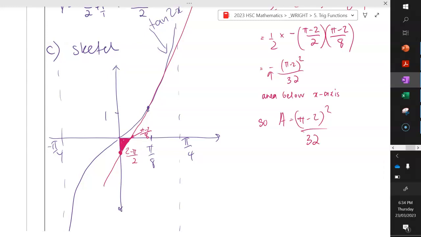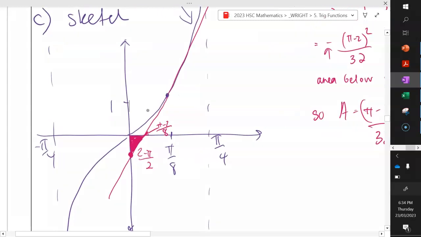And I've looked, trying to be really careful at drawing that, and looked at where it cuts our axes. So it's got the point where it cuts the y-axis, the point where it cuts the x-axis, and those are the two values that we just found up above, pi minus 2 over 8 and 2 minus pi over 2. So that's a sketch of that tangent.